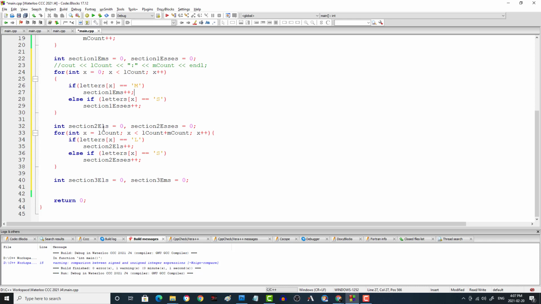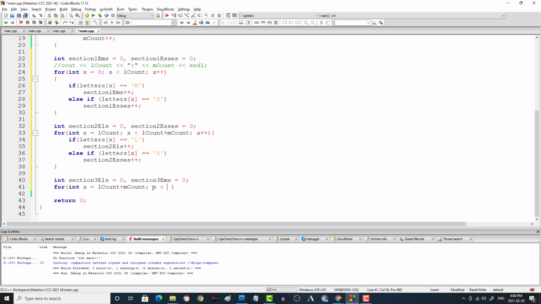Section 2, we only care about L's and S's, so it's L's and L's, S's and S's. Okay, just making sure I don't mess this up. Okay, so for int x is equal to, now where do we go? Well, last time we ended at L count plus M count, so that's where we're going to begin this time. Okay, so we ended right before this. Okay, so we're going to go up to that point.